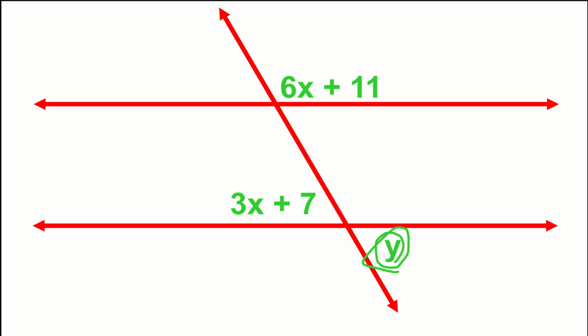Before we do that, we have to find x. Okay? So are these two angles with the x's, we're ignoring the y for right now, are these two angles with the x's different or the same? Different. So that means they add up to 180. So we got 6x plus 11 plus 3x plus 7 equals 180. All right, so you can put that into Desmos. Go ahead and put that into Desmos and see what you get for the x.